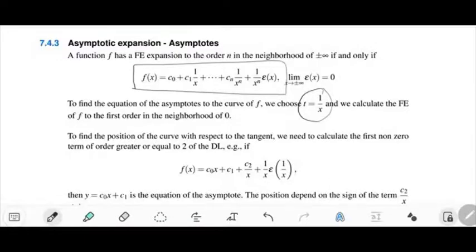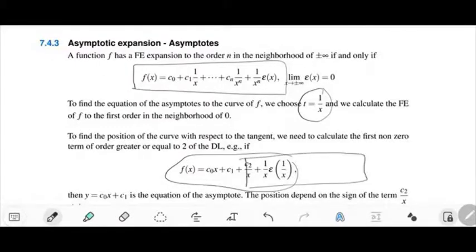And after we calculate the finite expansion, we replace again t by 1 over x. And what we will obtain is something like this. We will do, of course, examples later, but we will obtain something like this: c0x plus c1 plus c2 over x plus 1 over x2 plus 1 over x3, etc. All the other terms will be like 1 over x. And this is logical, because if x tends to infinity, all these terms will go to 0, and you will be stuck with these terms, which is the asymptote, because when x tends to infinity, f of x will be very close to the asymptote.